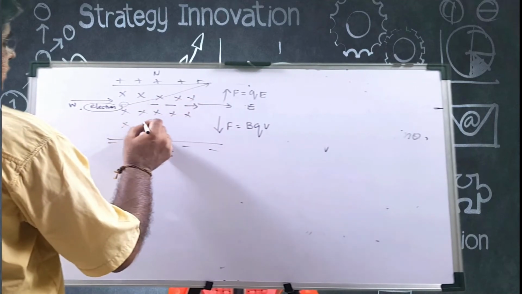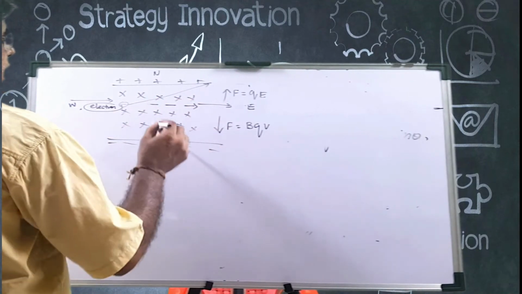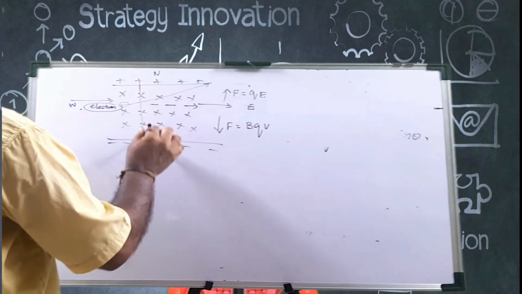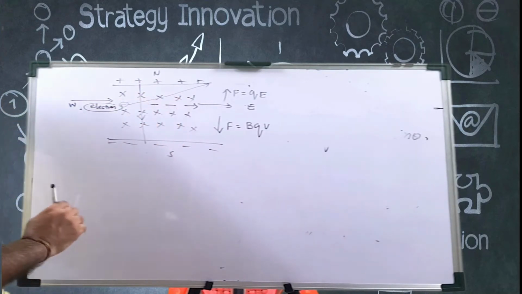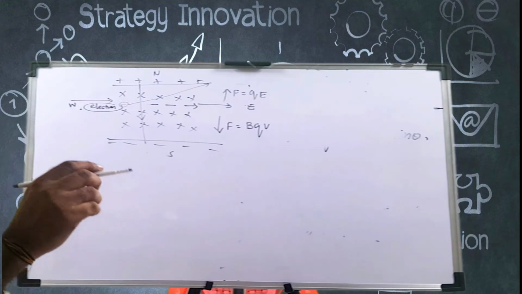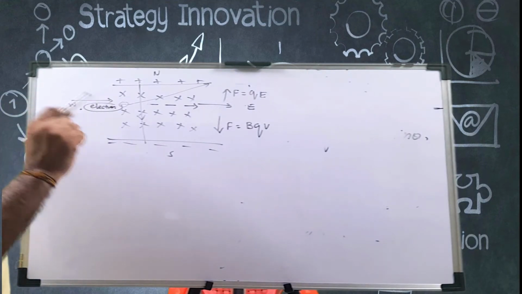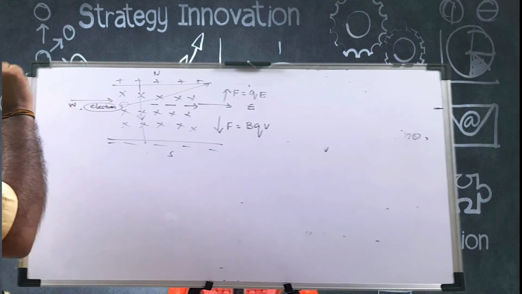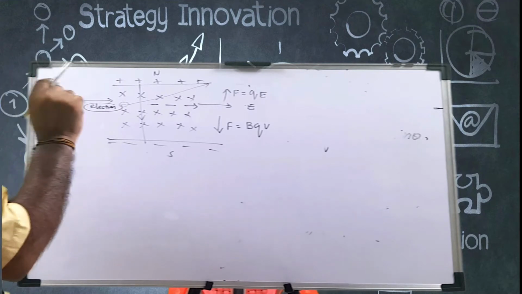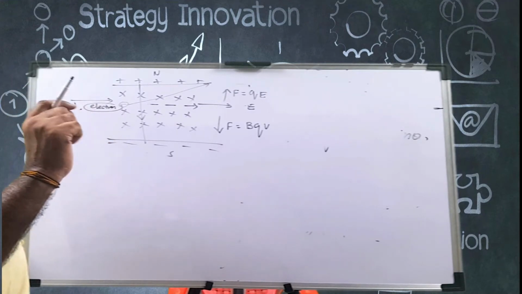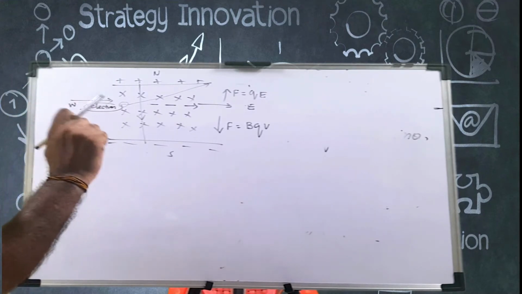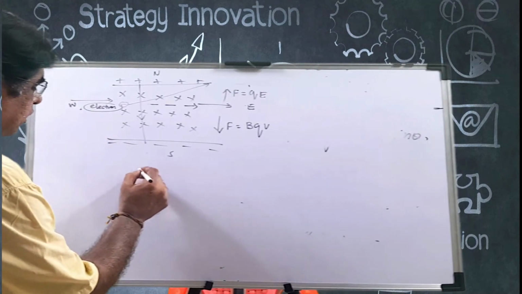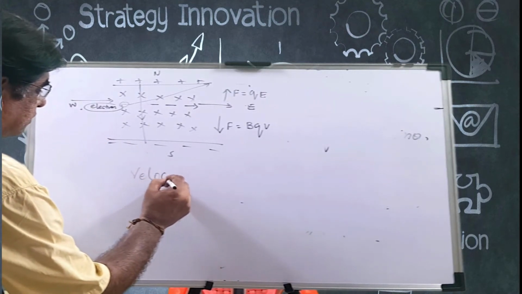What you get here is whenever the direction of electrical field and magnetic field are perpendicular, or when electrical field and magnetic field act perpendicular to each other, and if the force of the electrical field and magnetic field is equal, the charged particle can go undeflected. And this concept is used in a machine called velocity selector.